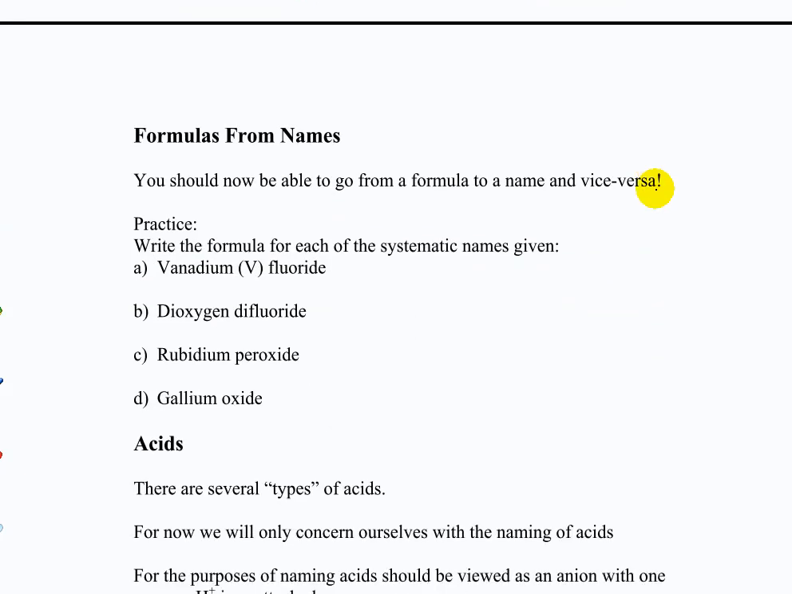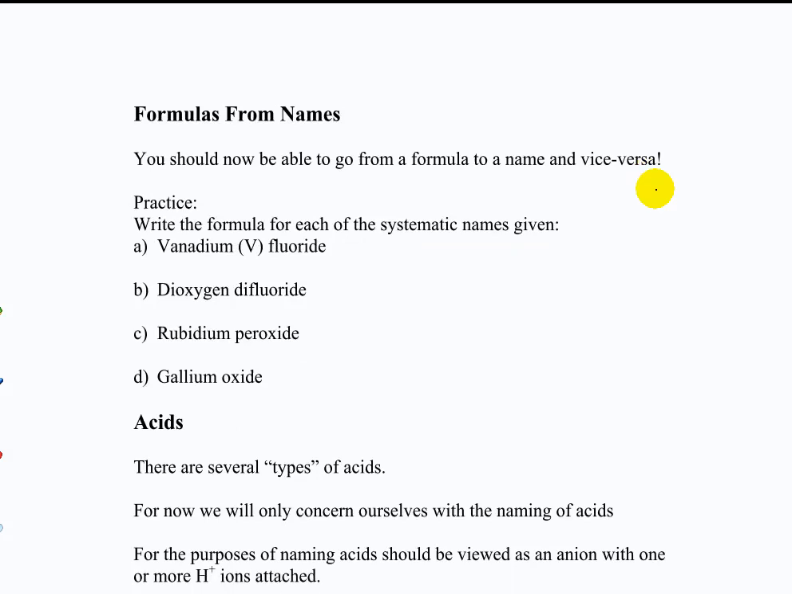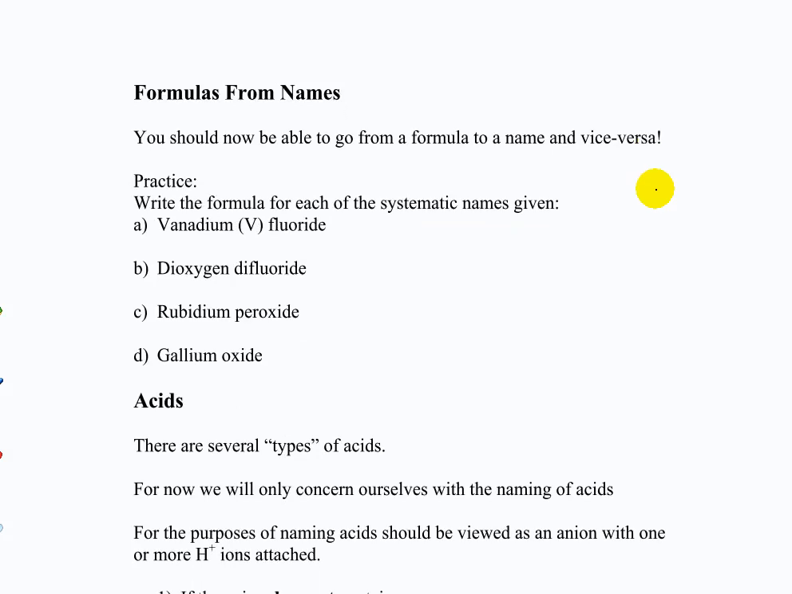All right, and we did a little bit of this too, formulas from names. Let's practice that. Now see if you can get those on your own, the formulas, and then we'll go on and talk about acids. Okay, vanadium 5 fluoride is going to be VF5. Okay, we know those ones in that column 7A are generally minus 1. So that means that we're going to need 5 of them to counteract that plus 5 from vanadium. Dioxygen difluoride.